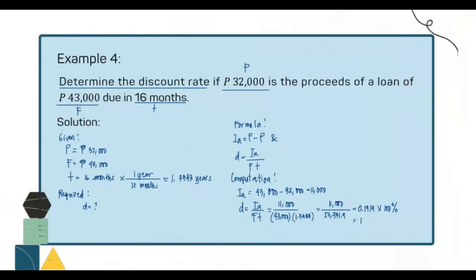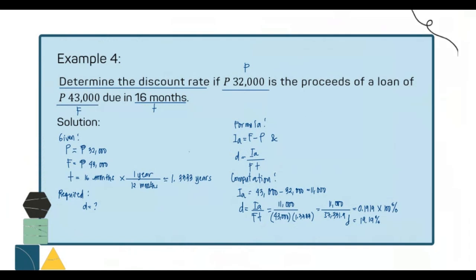So we get 19.19% for our discount rate. So we could do it this way, or this process, to find the discount. An alternative way naman is to make use of the formula for the proceeds.